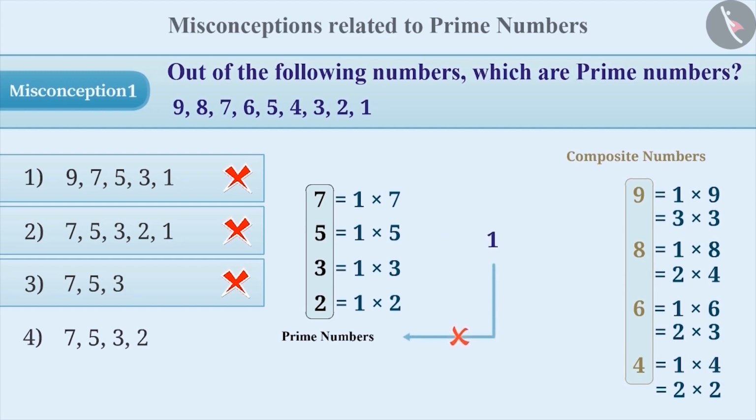1 is neither a prime number nor a composite number. That's why the correct answer is option 4.